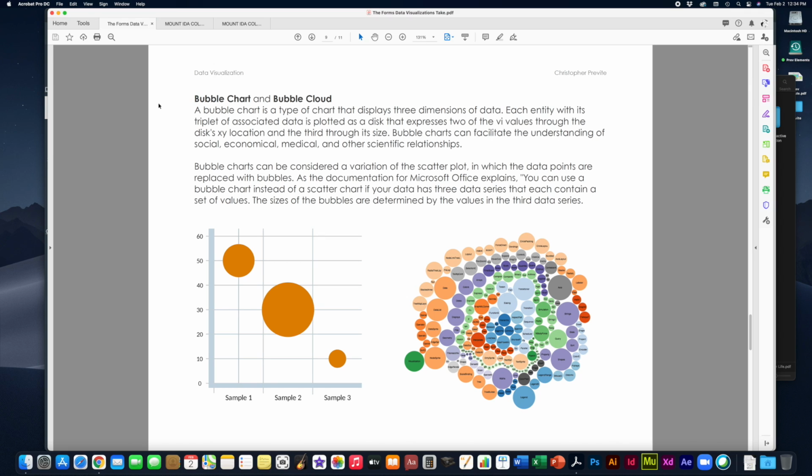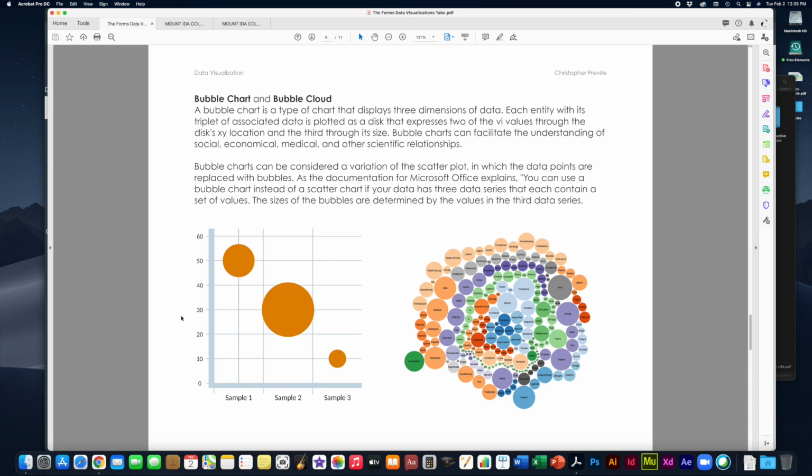I love these. A bubble chart is a type of chart that displays 3 dimensions of data. Each entity with its triplet of associated data is plotted as a disk or a circle that expresses 2 of the values through the disk's xy location. Now, of course, let's talk about x and y, right? So if we're talking about axes or axi, the x-axis is horizontal, the y-axis is vertical. This comes up a lot in visual design classes because we're talking about space, right? And here we're dealing with 2-dimensional space, so the x-axis runs from left to right, the y-axis runs from top to bottom. If we were dealing with a 3rd dimension, 3-dimensional space, we would have a z-axis, which runs from furthest point away to closest point away.